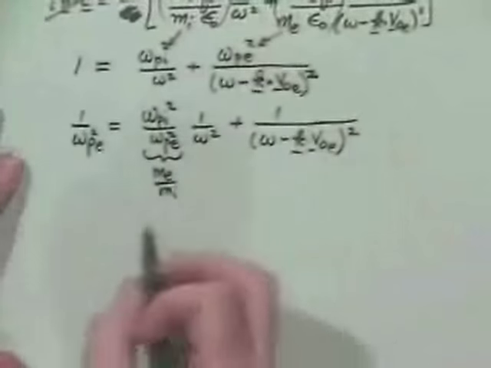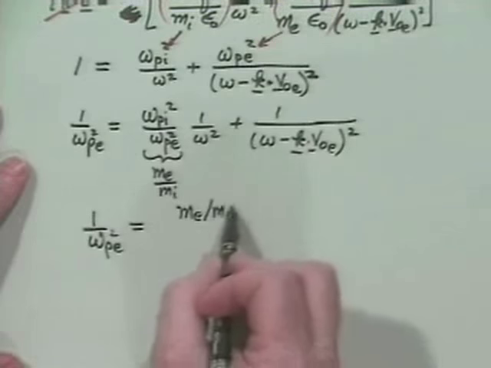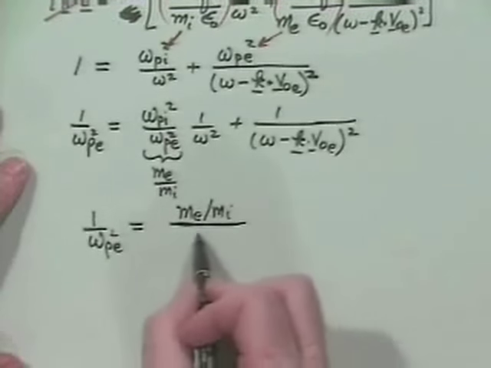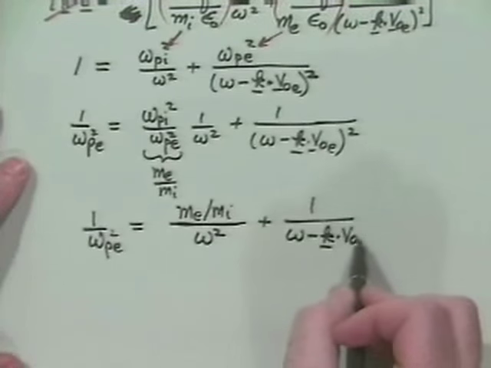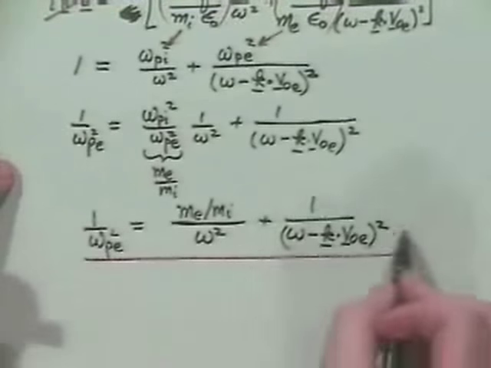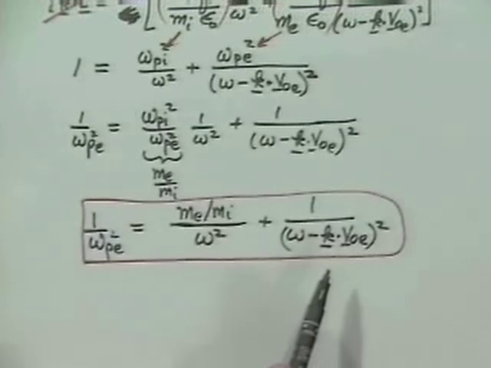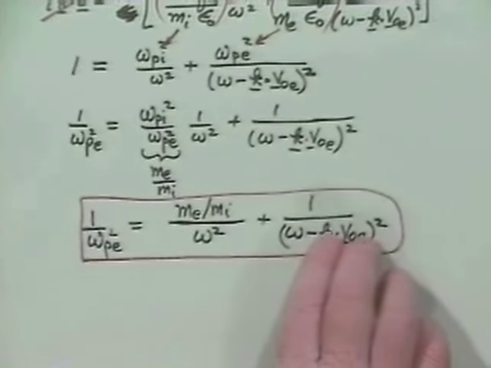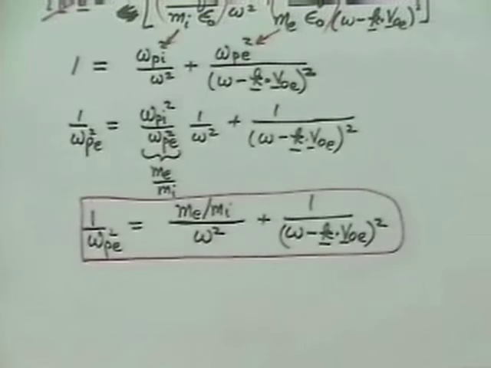So the way in which we can write our dispersion relation then is in the form of 1 over omega PE squared is equal to ME over MI, a small number, 1 over 1836, times 1 over omega squared, plus 1 over (omega minus K dot V naught E) quantity squared. So this is our dispersion relation for plasma waves with a stream of electrons moving. It's always good to check when you do something a little more complicated. Suppose I go back to my regular case of no flowing electrons. Then, ignoring the small mass ratio, I just get omega squared is equal to omega PE squared. So I get regular electron plasma oscillations.